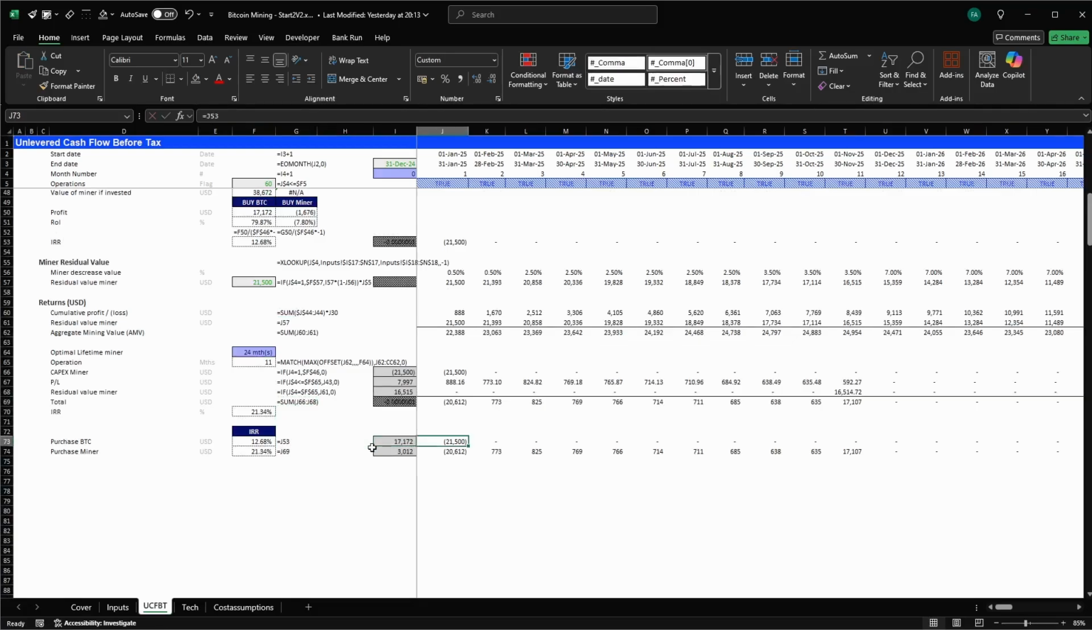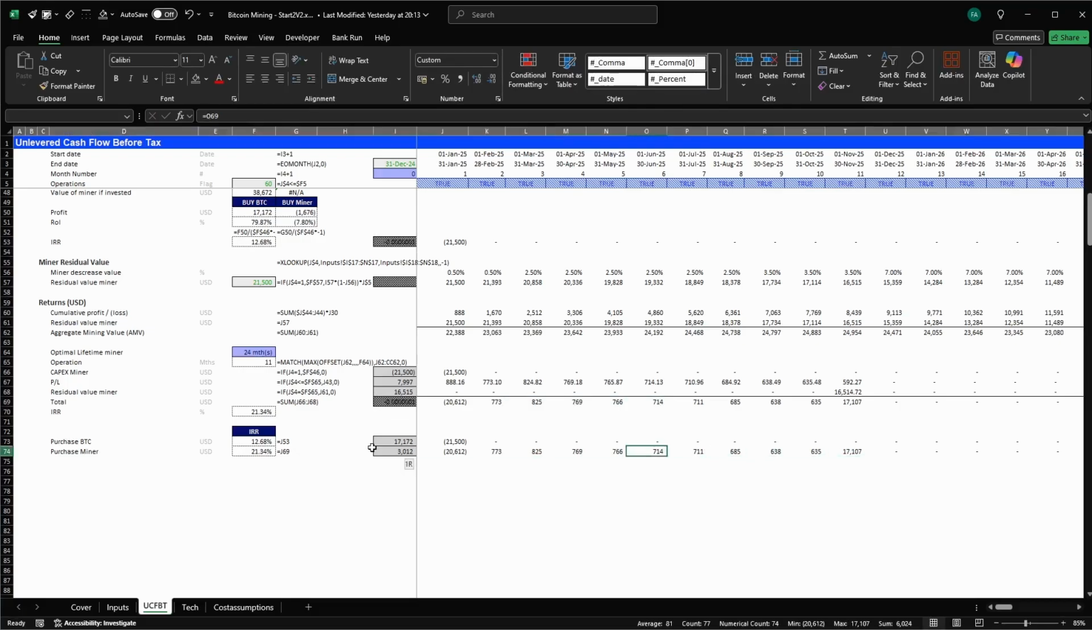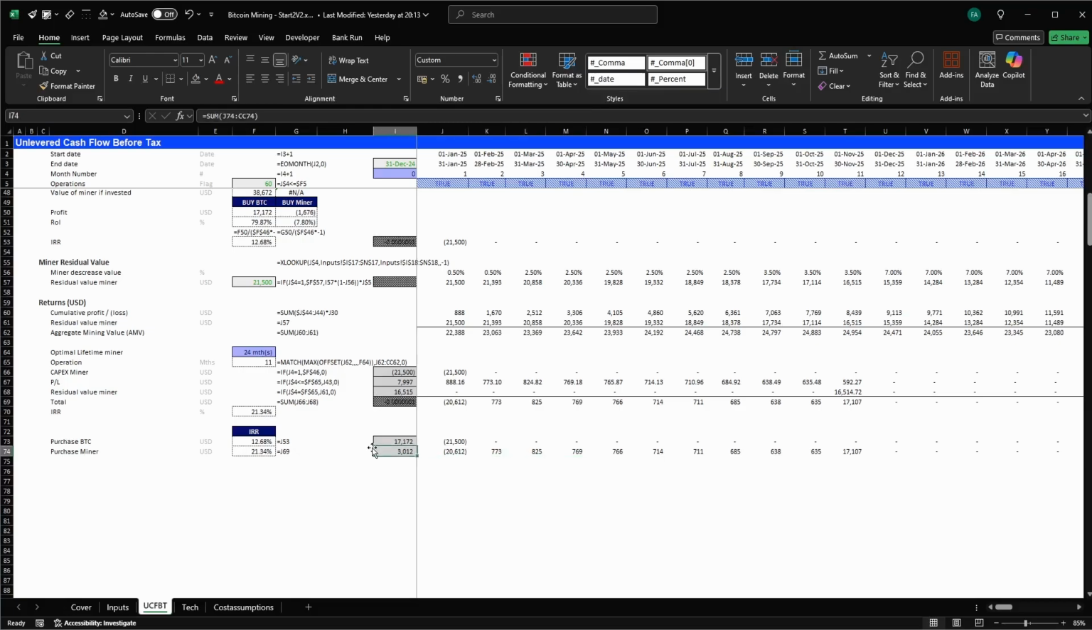So we have the cash flows when you purchase the Bitcoin, hold and sell it, and here the cash flows for when you purchase the miner, mine Bitcoin, and sell the miner. Those are the two rows that I just added. If you look at the IRR, the purchase of the miner is about 9 percentage points higher than the purchase of BTC.